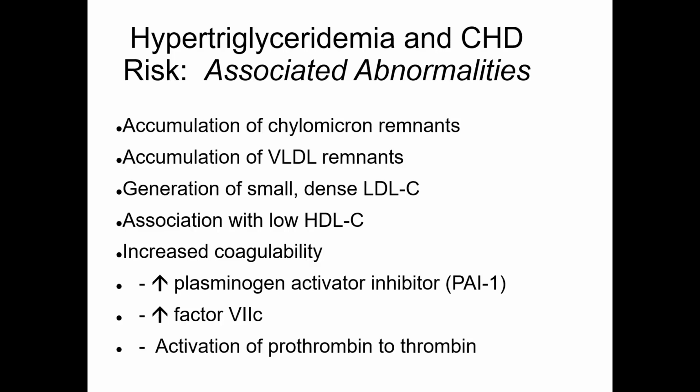Hypertriglyceridemia and CHD risk. An accumulation of chylomicron remnants, accumulation of VLDL remnants, the generation of small dense LDL-C, an association with low HDL-C, and increased coagulability. Increased coagulability is due to increased plasminogen activator inhibitor, increased factor 7C, and activation of prothrombin to thrombin. All of those factors would increase the coagulability of the blood.